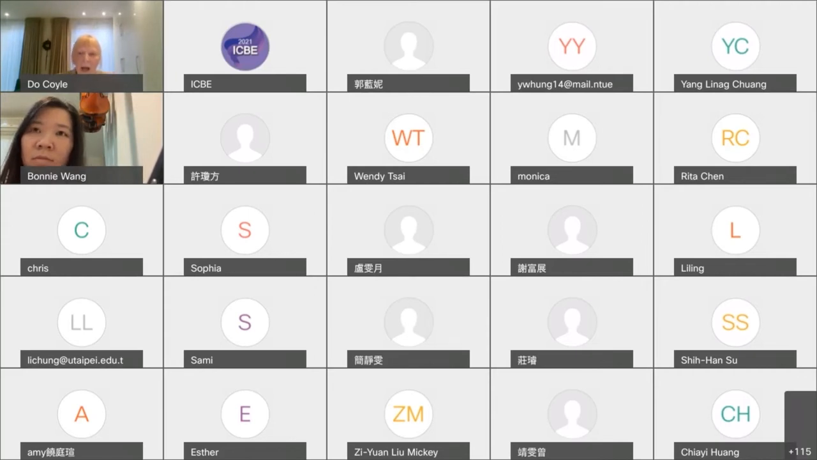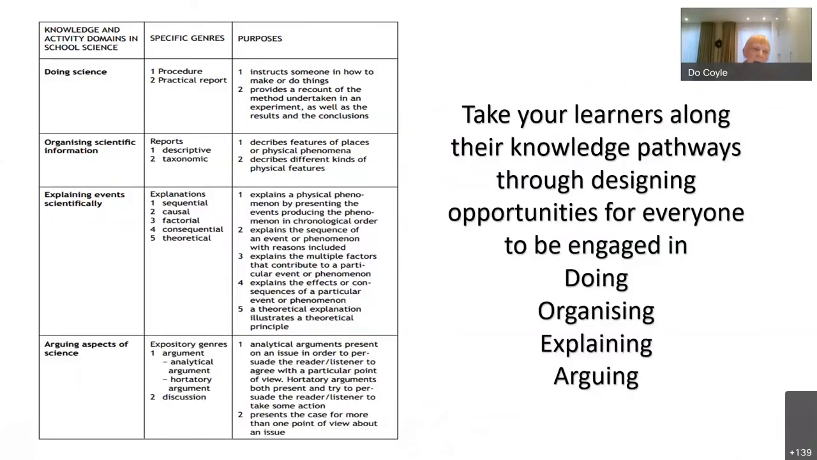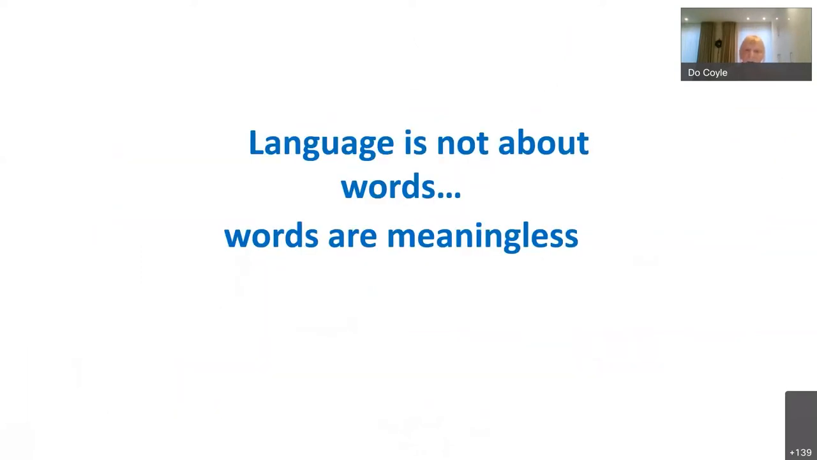Okay, so there we go. I'm not going to go on for very much longer, but basically you've got an example here of what doing science is like, what organizing science is like, and so on. Every single teacher will need to think very carefully about what those domains are like. Because after all, language is not about words. Words are meaningless. They're semiotic tools out of context.